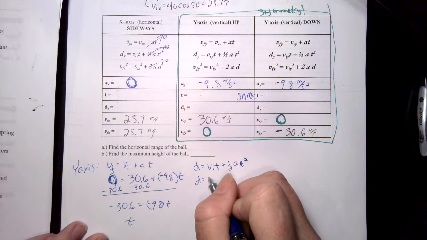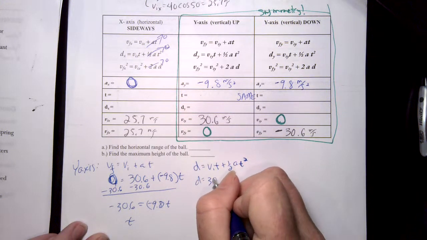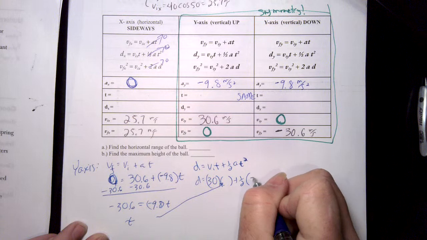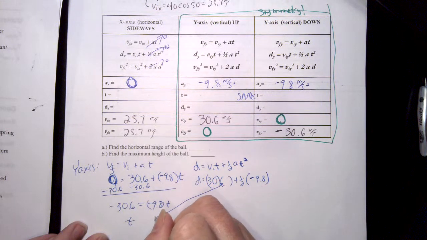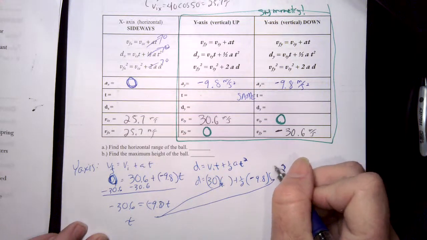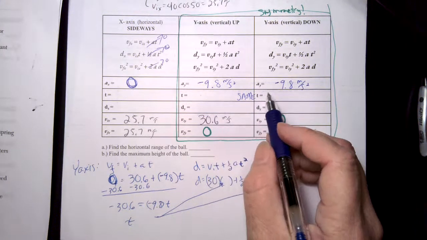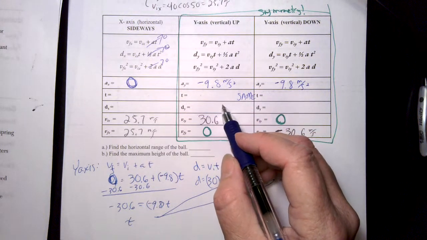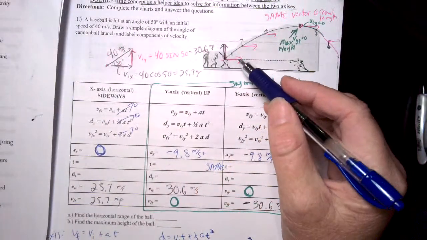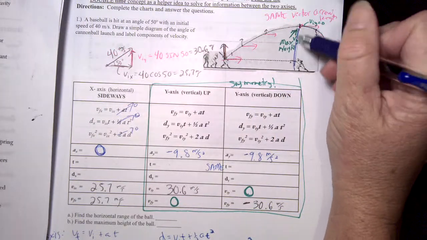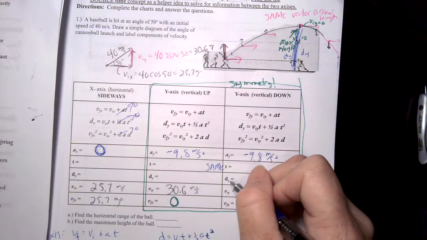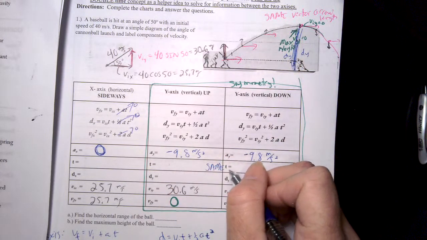So I'm going to put V initial 30, whatever that t is, plus 1/2 negative 9.8, whatever that t is. And don't forget to square it. Then when you put your time in, the time's going to be the same. The maximum height will also be the maximum drop because it's going up and down. So the maximum height, this dy, will be the dy going down. Technically, you're supposed to have a negative down here too. So like that's up and that's down.